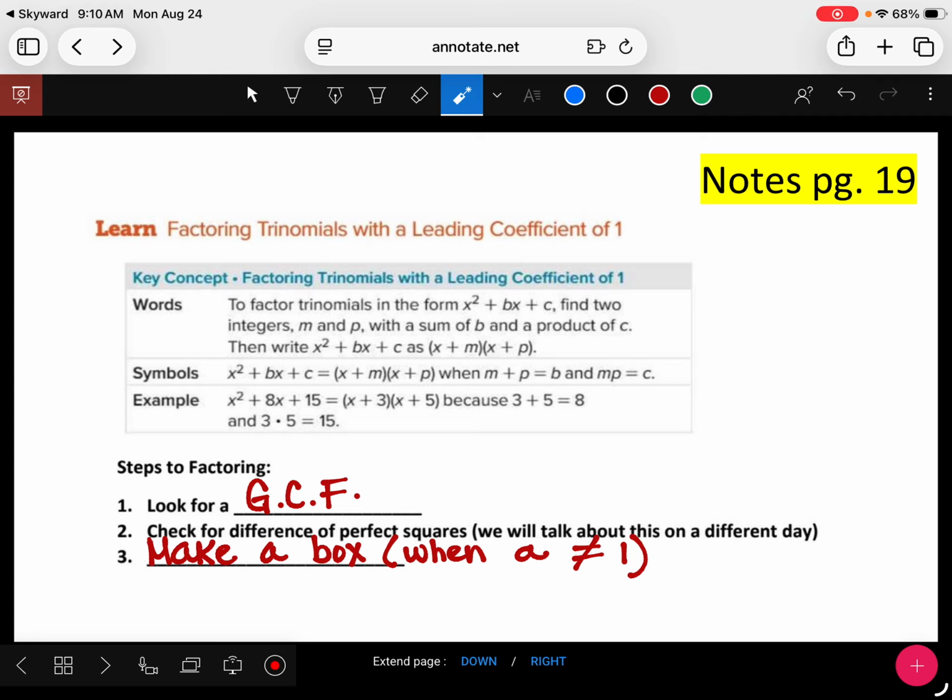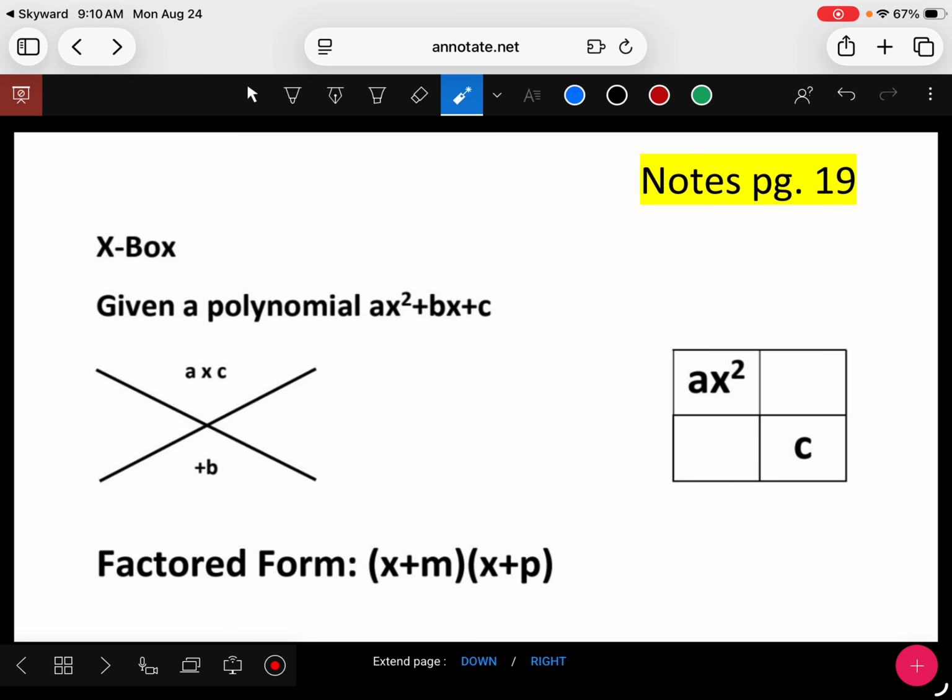Who remembers factoring from Integrated 2? It's a little tricky. I'm going to go as slow as possible. I do recommend, if you don't feel confident in your multiplication tables, you might want to take that chart out. It might come in handy for factoring. All right. So let's look at how to factor.